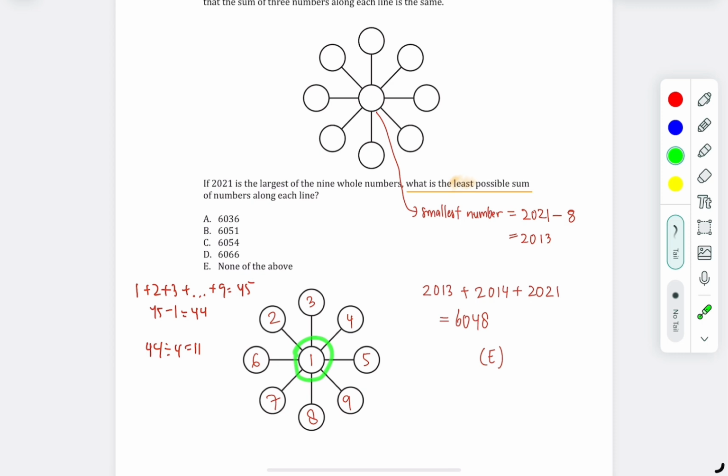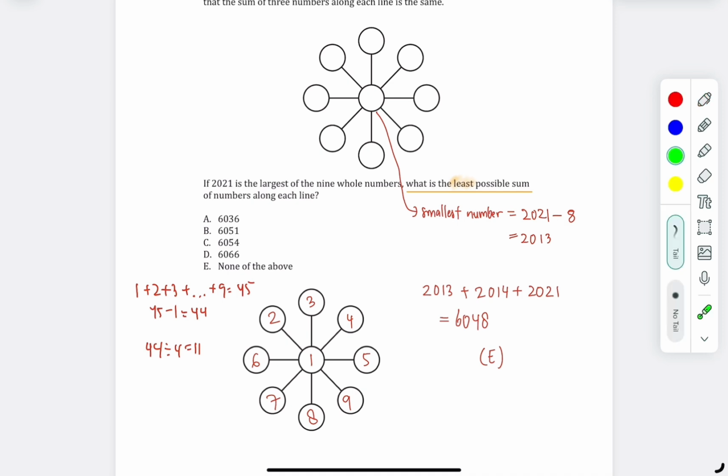This will be 2021 minus 8, okay, which is 2013. Then this number will be the number after that. Okay, then the answer that I get is 6048. After that, I cannot see anything in the options, right? Then I have to check back if my answer is correct.